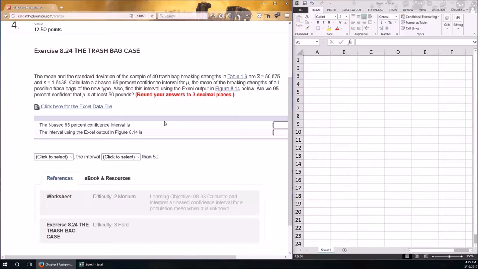You'll notice there are only two differences between the two. For the z-based, you have a sigma, because you know the population standard deviation. For the t, you don't know the population standard deviation, so you don't use sigma, you use s, the sample standard deviation. That's the first difference. And notice that we're given s, not sigma, therefore we use t.